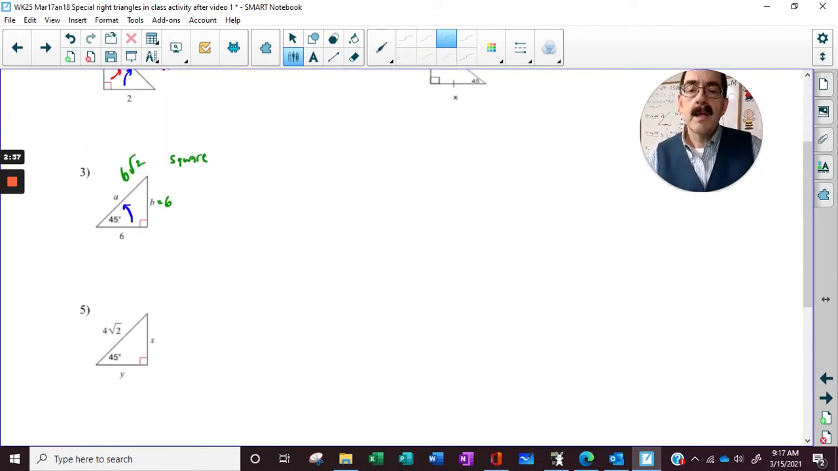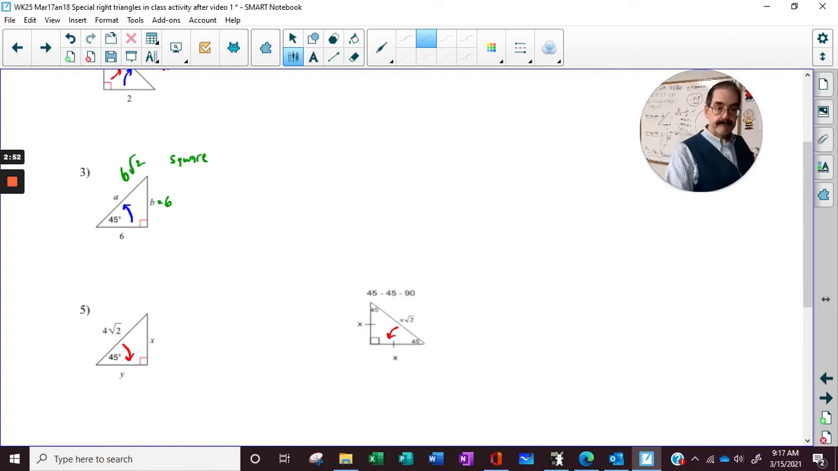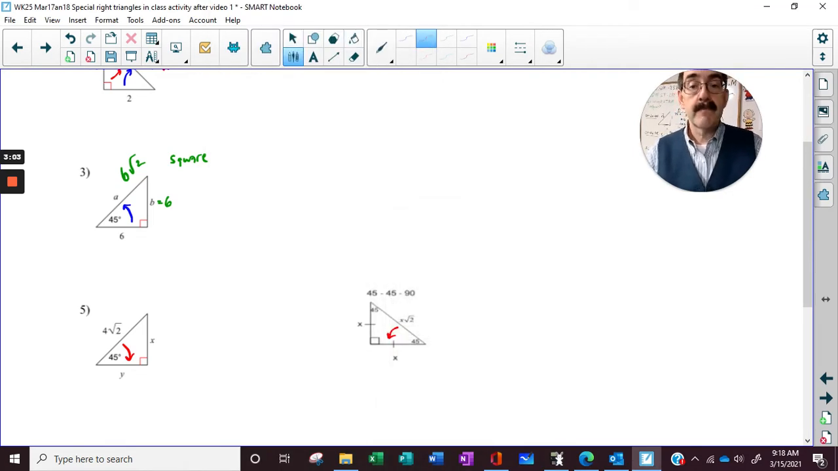Now, what if we have the hypotenuse and we want to come back? How do we come back? What's the opposite of multiply? Awesome. Remember, that's a rule in math. Plus, minus, multiply, divide, squared, square root. Okay? So, how do we divide out radical 2?